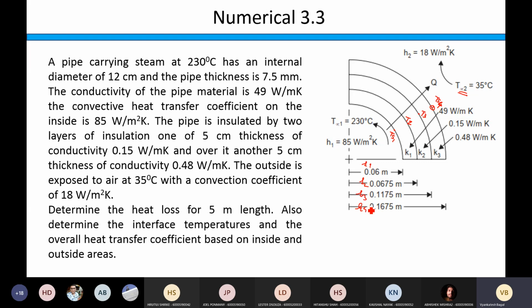Solve this, it's very simple. First you have to determine the heat loss, that means QR, for the length of 5 meter of the cylinder, and also determine the interface temperatures, that means find out this temperature T2, T3.